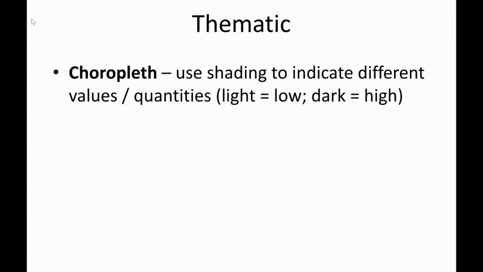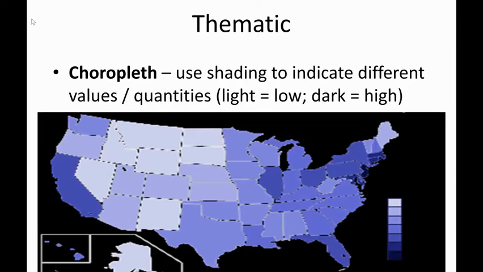Okay, next one is called a choropleth. And a choropleth uses different shading or colors to indicate different values or quantities of data. It really just depends. The legend will tell you what the data means. And so a lot of choropleth maps will just have colors, they'll have shades. A lot of times they'll have light colors to indicate low values of data and dark colors to indicate high values of data. But the legend will tell you what it means, and then the map maker just decides what those shades or values of data mean.